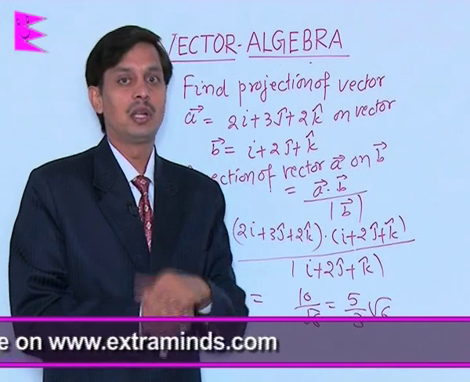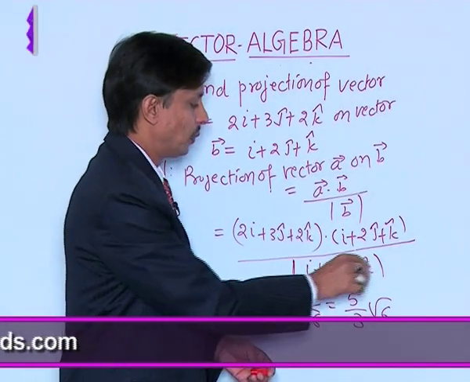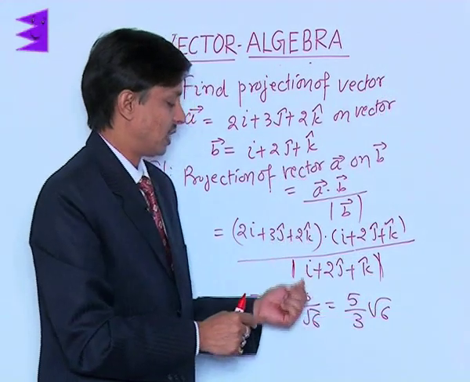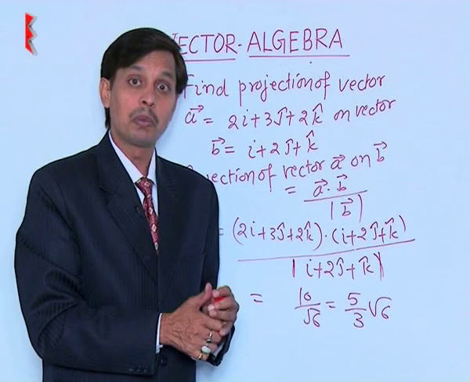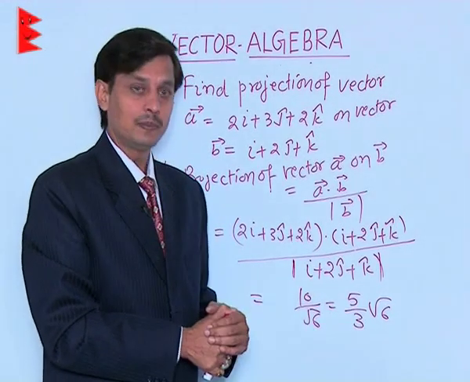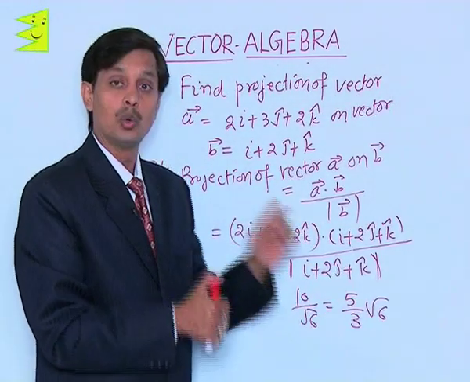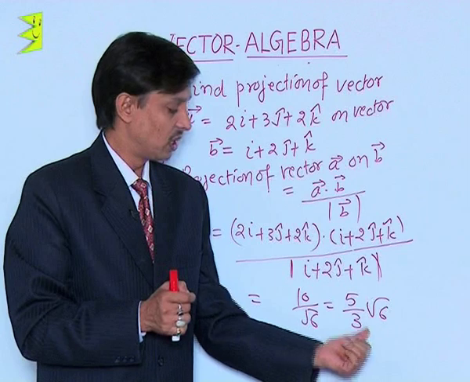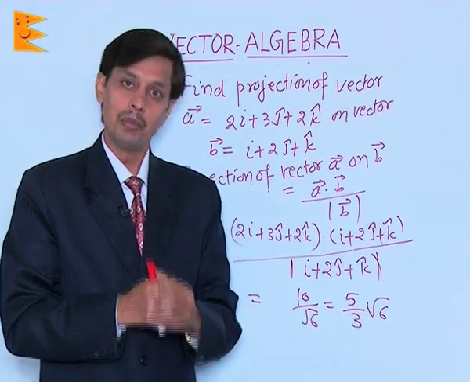The sum is 10. So this becomes 10 upon magnitude of vector B, that is square root of 1 square plus 2 square plus 1 square, that is 1 plus 4 plus 1, that is root 6. On rationalizing, the projection of vector A on B comes to be 5 by 3 root 6, which is the answer of the projection of vector A on vector B.